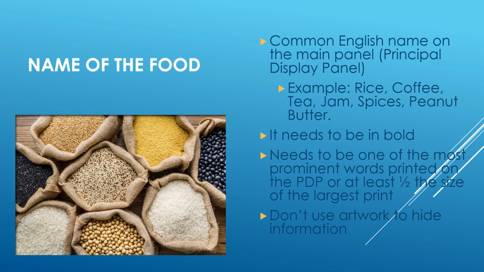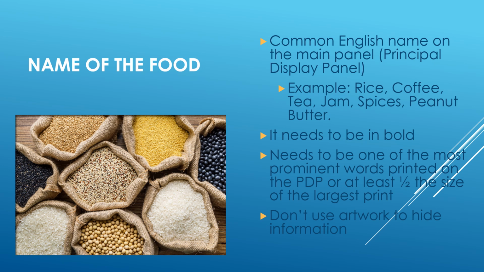It needs to be in the most prominent words printed on the principal display panel, or at least have the size of the largest print. So if you're going to have your brand name in a big font and size, you want to make sure that the name of the product is at least half the size of that largest print.